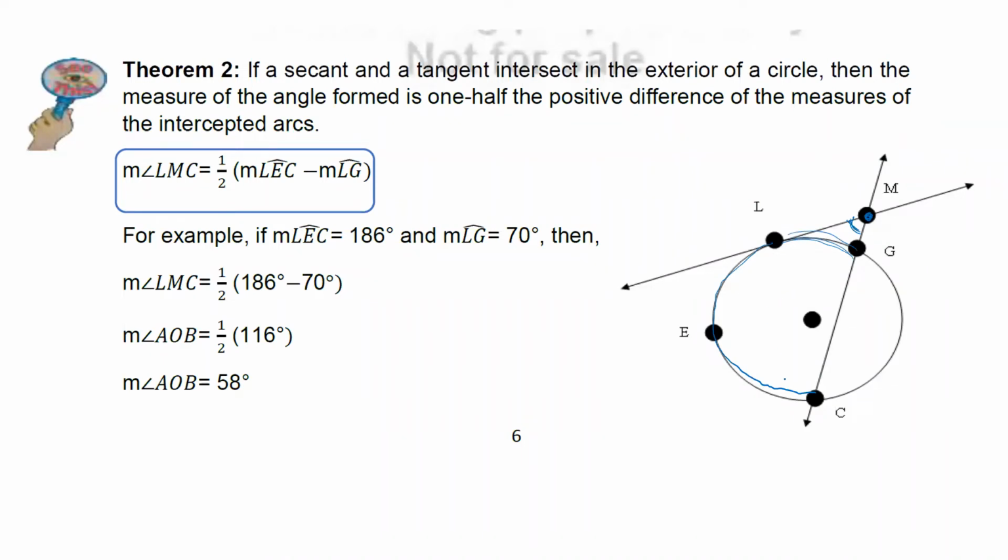So for example, the measure of arc LEC is 186. Arc LG is 70. What will be the measure of this angle? You will just subtract 186 minus 70. That is 116. Get 1/2 of 116. So this angle is 58 degrees. So theorem 1 and theorem 2 are almost the same. The difference is, in theorem 1, two secants intersect at the exterior of the circle. In theorem 2, one tangent and one secant intersect at the exterior of the circle.